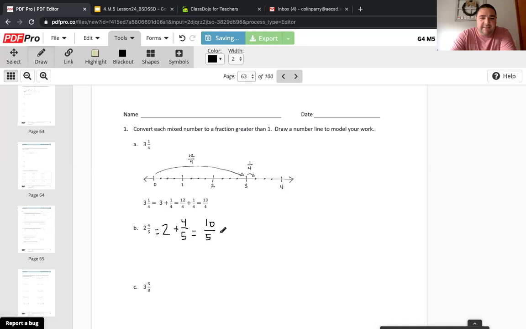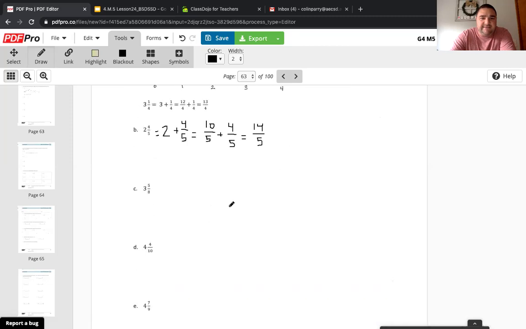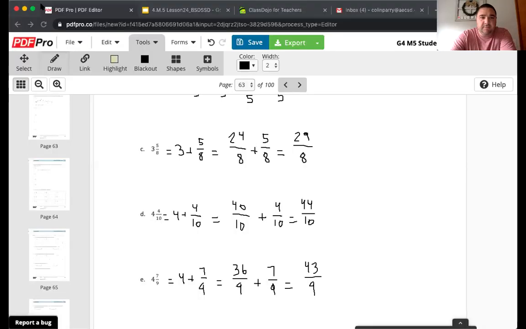Now I just add my other part. So I have 10/5 plus 4/5. And I should get an answer of 14/5. Using this strategy, I want you to go ahead and try C, D, and E on your own. So go ahead and pause your video. All right, hopefully everybody had a chance to complete those problems. Let's go ahead and take a look.